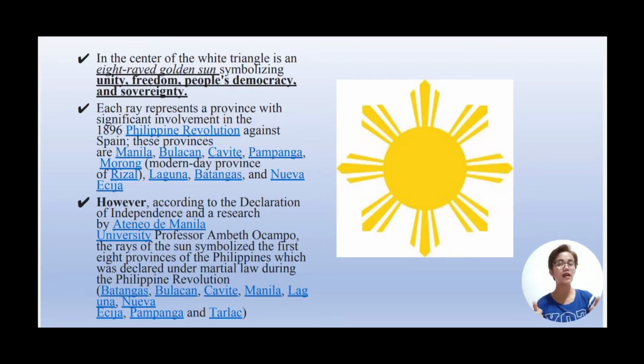The 8 provinces first declared under martial law during the Philippine Revolution are Batangas, Bulacan, Cavite, Manila, Laguna, Nueva Ecija, Pampanga, and Tarlac. So I am not going to dwell more on the similarities and dissimilarities of the two because it is already part of the history. Okay, the first one that I mentioned is already part of the history.